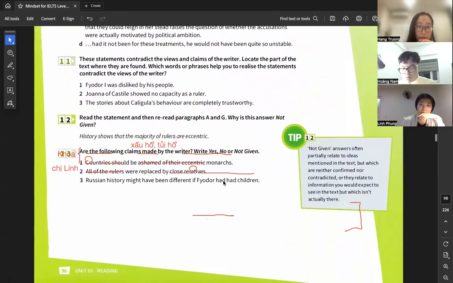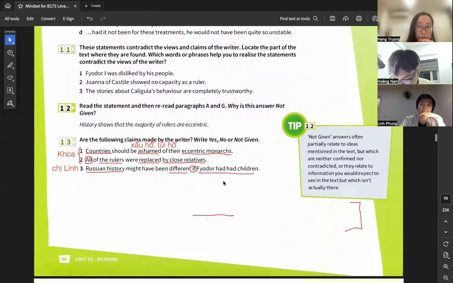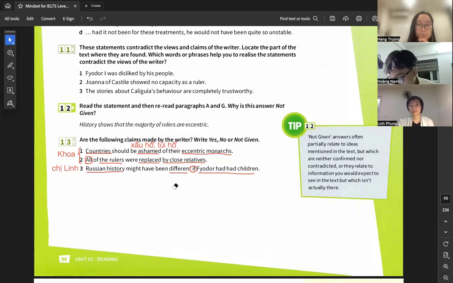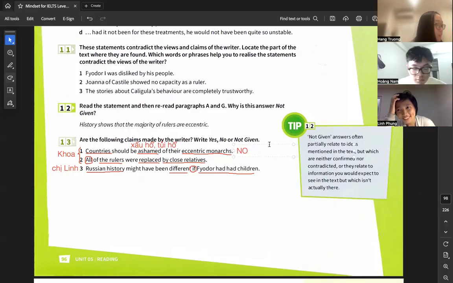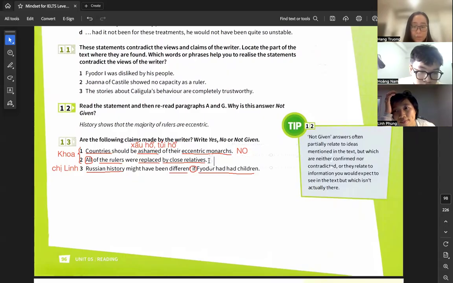Number 2, all of the rulers were replaced by close relatives. Why do you think it is not given? Because the text only mentions in the case of Charles VI. Đúng rồi. Charles, number 6. Charles đệ lục. Đúng rồi, đệ lục. Ok, đúng rồi. Còn những người khác không có mention, đúng không? Nên mình không biết được, nên là mình sẽ chọn là not given. Chính xác.